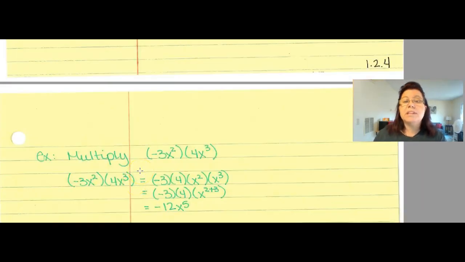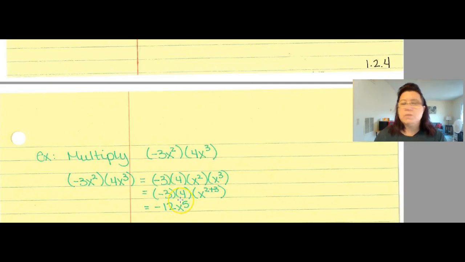All right, let's walk through an example. We're going to multiply two monomials: negative 3x squared and 4x to the third. What I can do is regroup it using our associative property and reorder it using our commutative property of multiplication. So I'll have negative 3 times 4, x squared times x cubed.